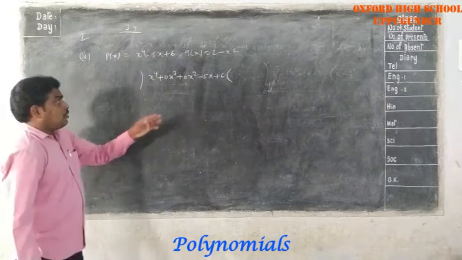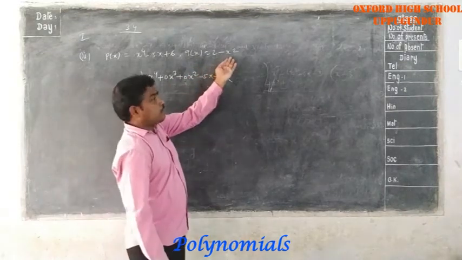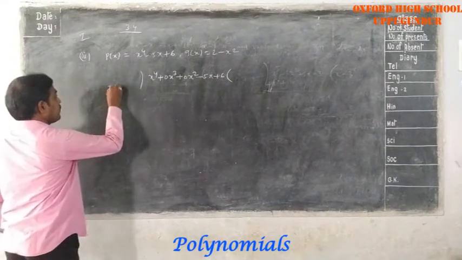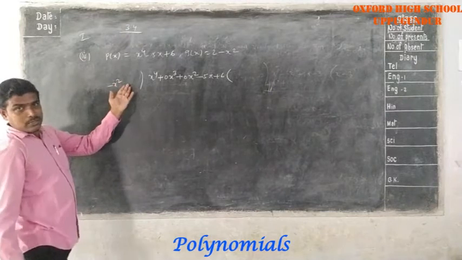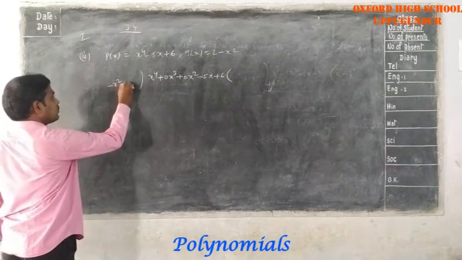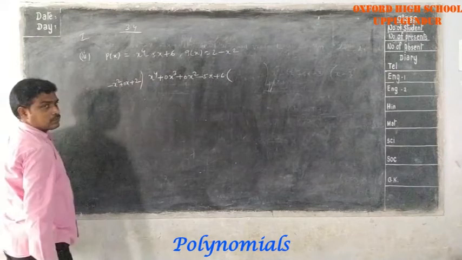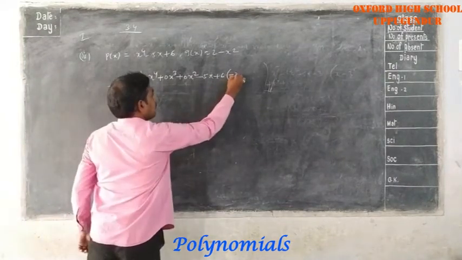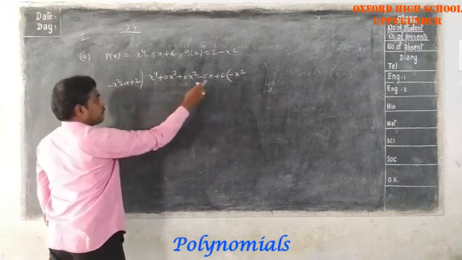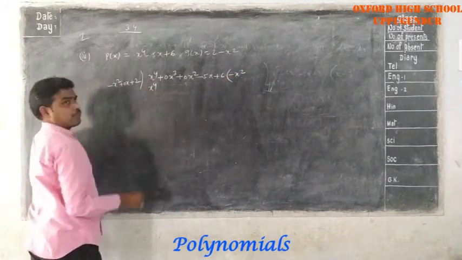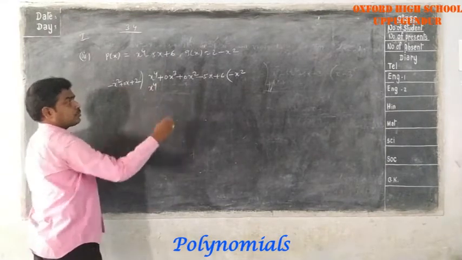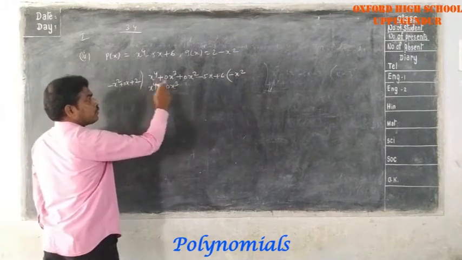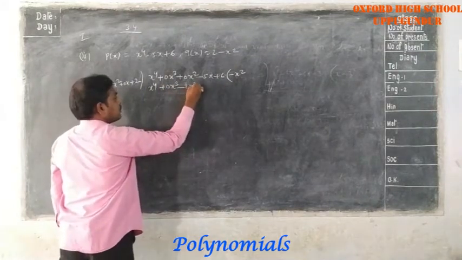Next, based on the descending order of their degrees, this you can write as minus x square plus 0x plus 2. Here also x term is not there, so instead of x you can write 0x. Now x power 4 by minus x square you will get minus x square. So minus x square into minus x square, x power 4. 0x into minus x square, 0x cube. 2 into minus x square, minus 2x square.